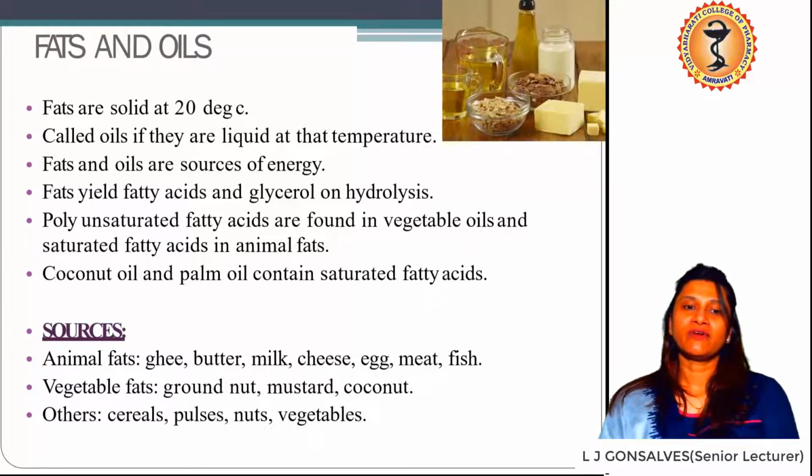Whereas the vegetable fats examples are groundnut, mustard, coconut oils. These are all the oils which we can get from vegetable fats. Then the third class is others. In others, there are cereals, pulses, nuts, vegetables.